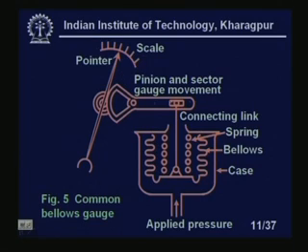So, this is a pinion and sector gauge movement, this is a connecting link, and this is a spring inside, because once you remove the pressure, this bellow should come back to the original position. That is the reason the spring is inside. This is a case, and the case should be hermetically sealed, that means it should be sealed from all ends, so there should not be any leak from this side or that side. As you know, bellows are also used for the pressure switch, which will be discussed later on.